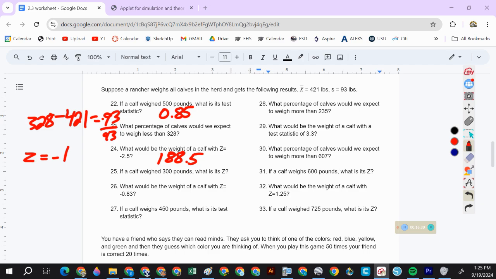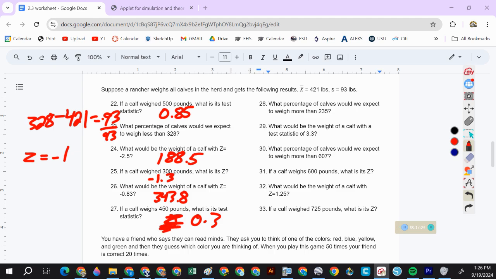All right. If a calf weighed 300 pounds, what is the z? Negative. What'd you guys get for 25? Negative 1.3. Okay. 26. 343.8. 27. 0.0. Oh, 0.3. There we go.